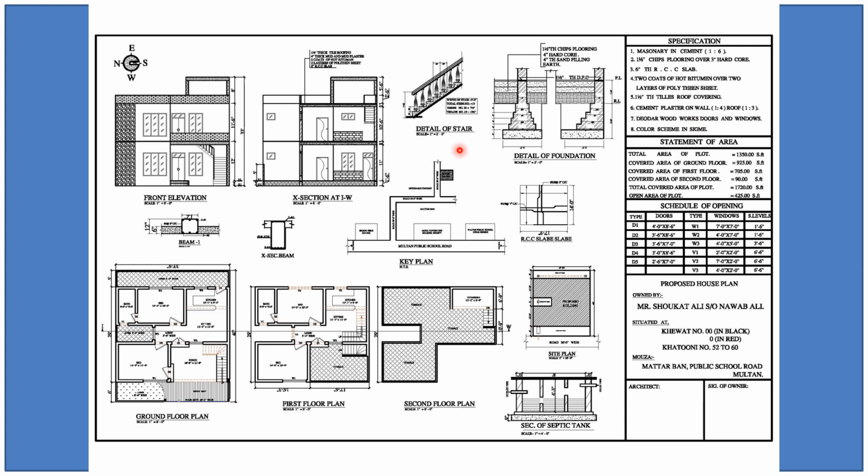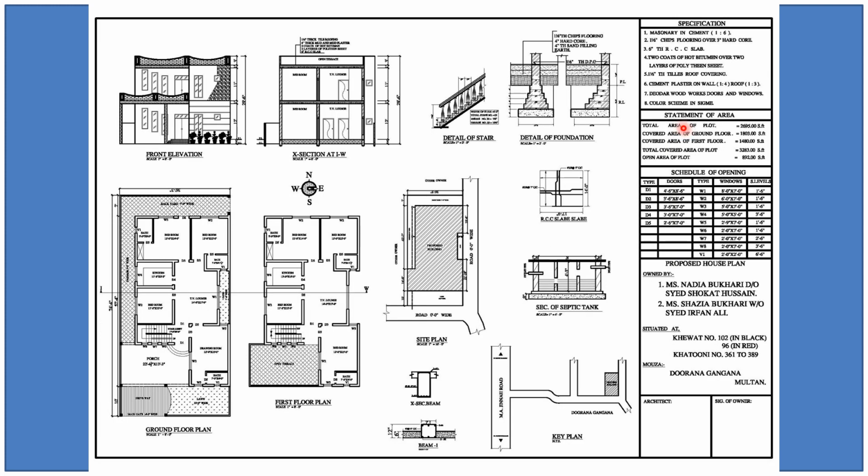Here is another submission drawing. Front elevation, cross section, key plan, meaning where your building will be located, minor beam details, ground floor plan, first floor plan, second floor plan, and septic tank details. Site plan, and here is a schedule of openings, and how much is the covered area. So all types of information are also present in the specifications.